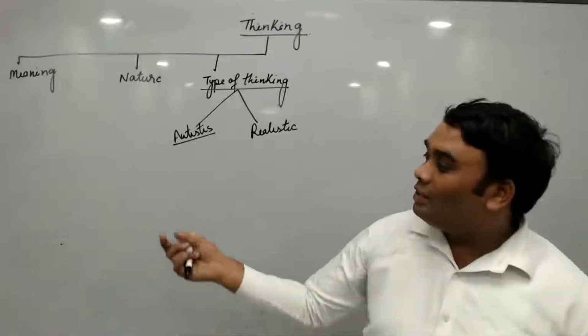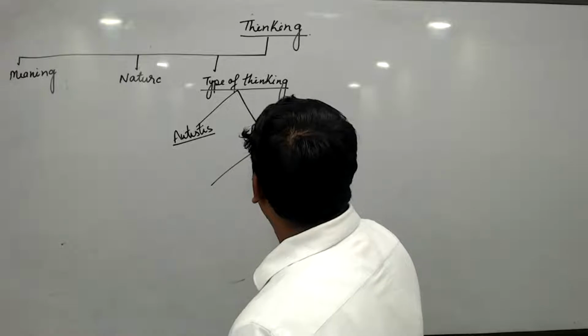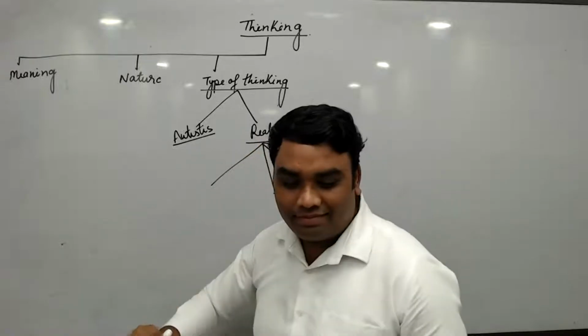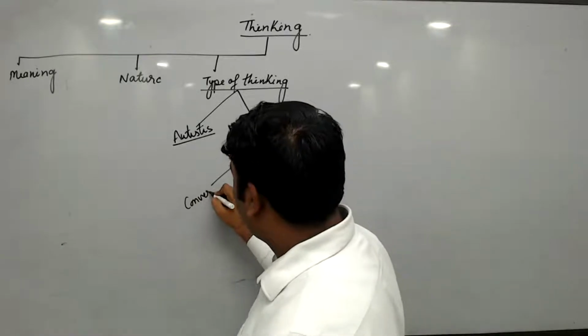It is written. So artistic thinking and elastic thinking have how many types? Four. One is convergent.